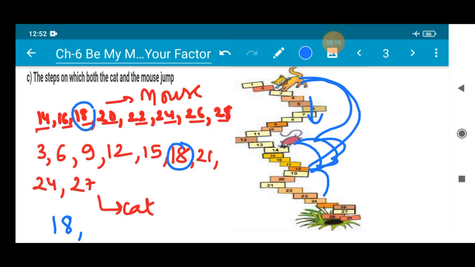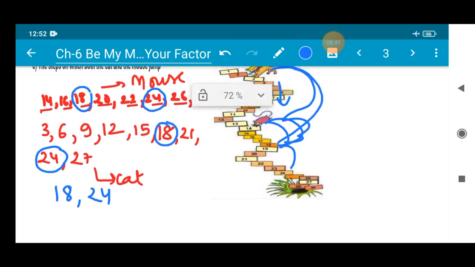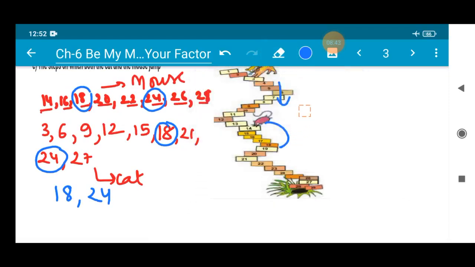Okay, is there any other step which both mouse and cat are touching? Yes, 24 is there. So 18 and 24 are the steps on which both cat and mouse jump. I hope you have understood. No other numbers are there, so this is called the common factor. I hope you remember this. If you remember, you will understand what this is. So the common factor between mouse and cat is 18 and 24.